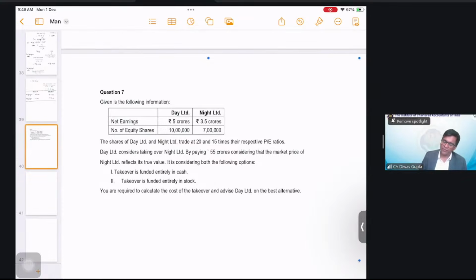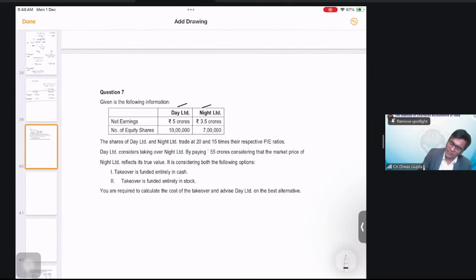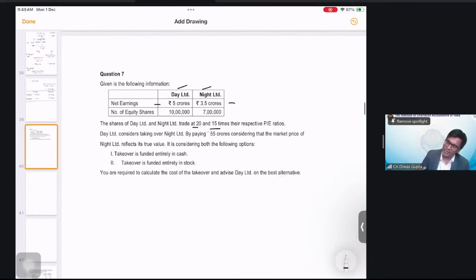Given is the following information. Day Limited and Night Limited, there are two different companies. Net earnings is given as 5 crores and 3.5 crores. Number of equity shares is also given as 10 lakhs and 7 lakhs. The shares of Day Limited and Night Limited trade at 20 and 15 times their respective PE ratios.